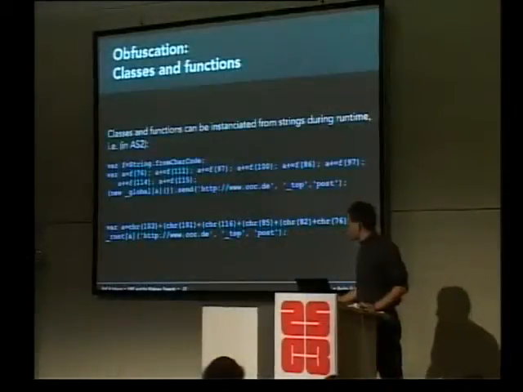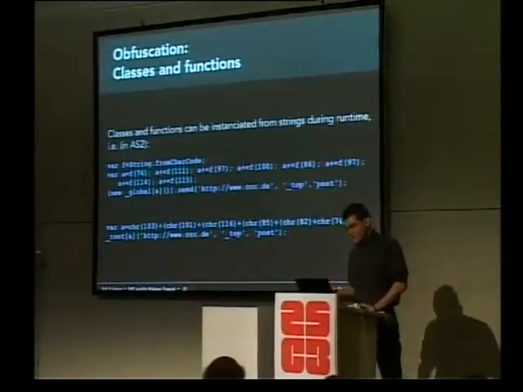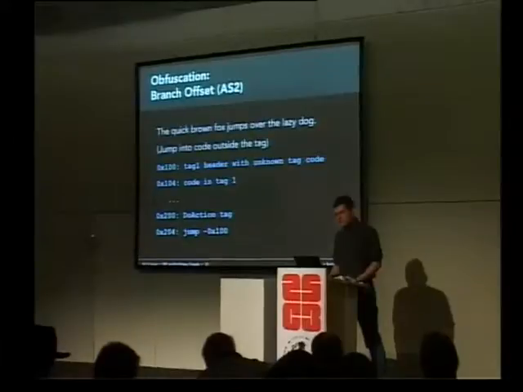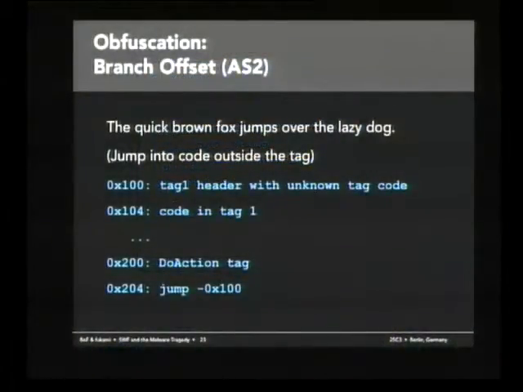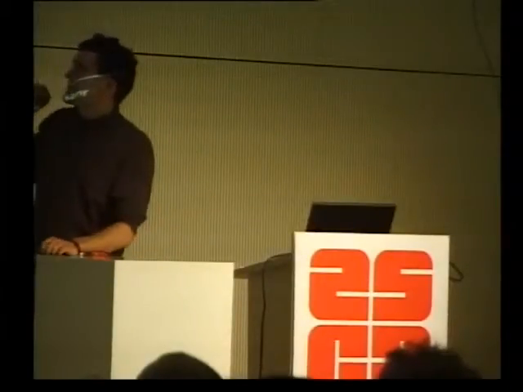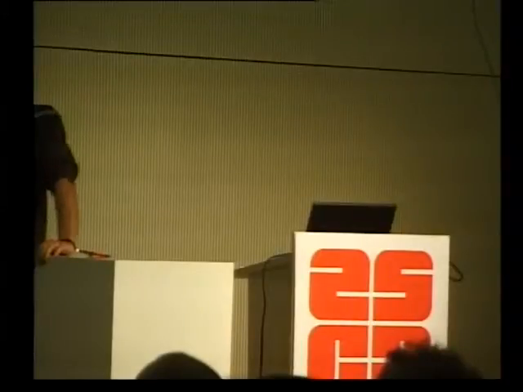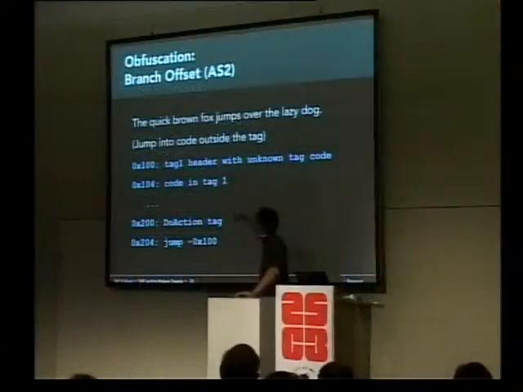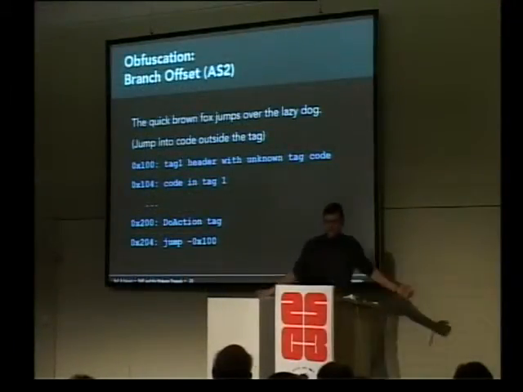That's a very, very common obfuscation method for ActionScript 2 based Flash. Another very common method is what we call branch offset obfuscation. You've got at least two tags in the Swift file. The first tag has an unknown header, so we don't really know what it is, or it could have a header for a JPEG image or just arbitrary data. But as a matter of fact, our secret code is embedded in here. Then we've got a DoAction tag, which is supposed to be real bytecode and just jumps out of the tag somewhere else. Very simple obfuscation.